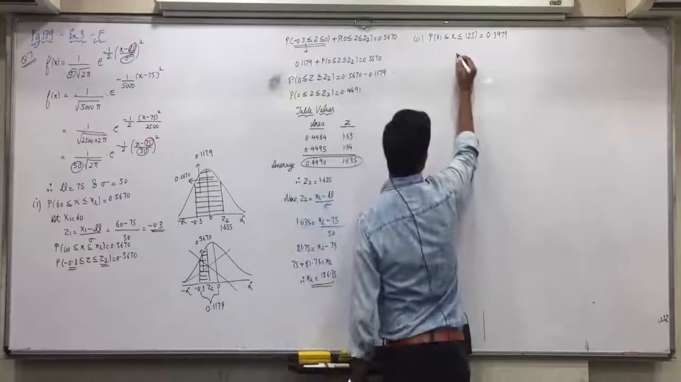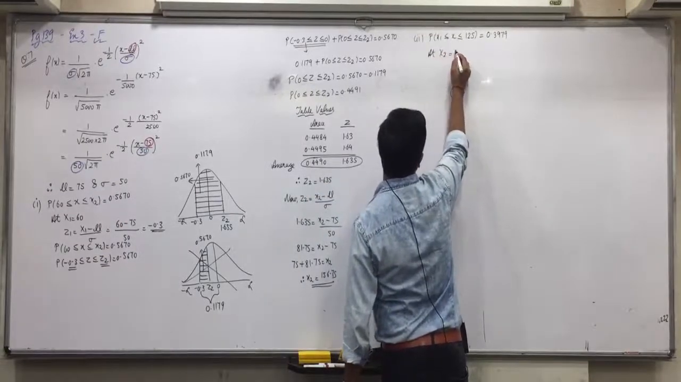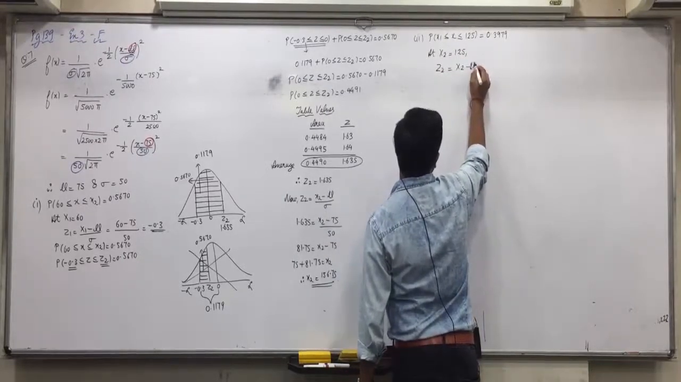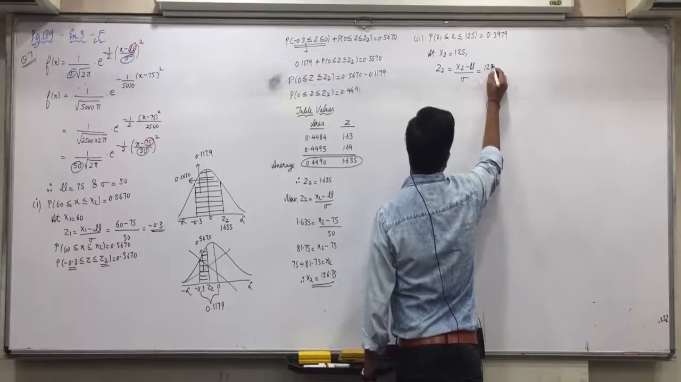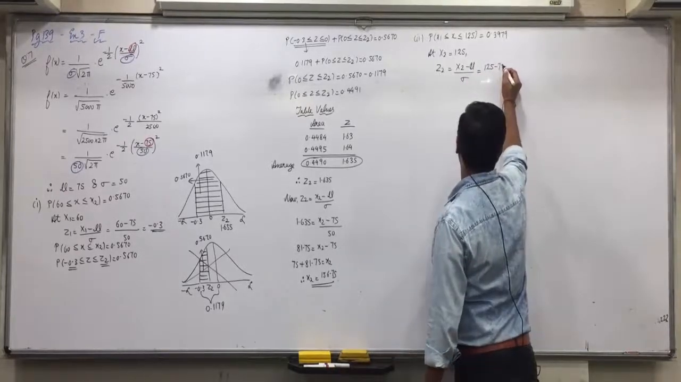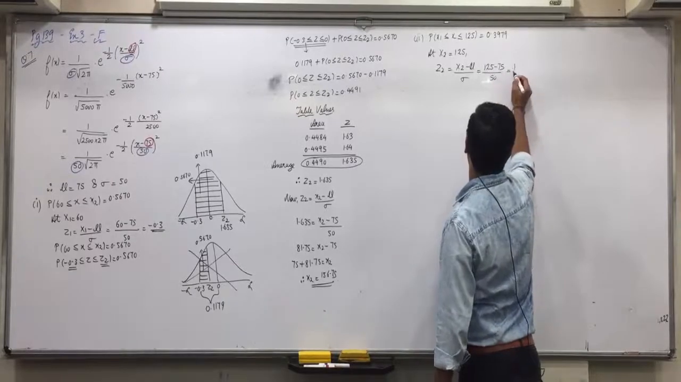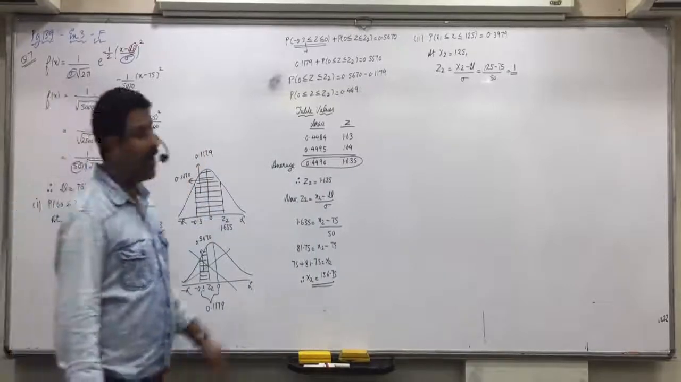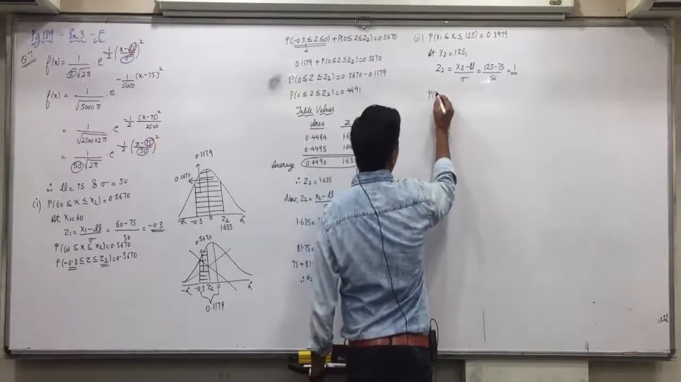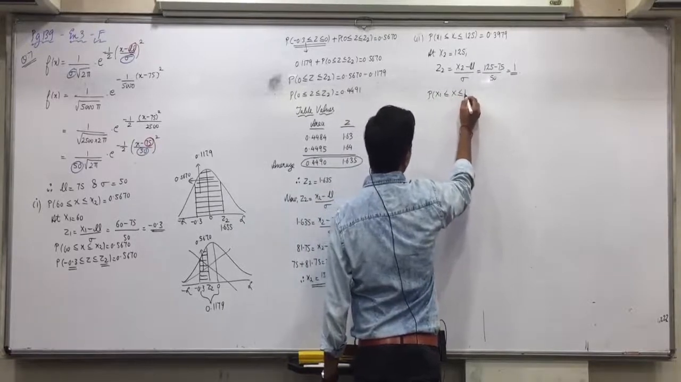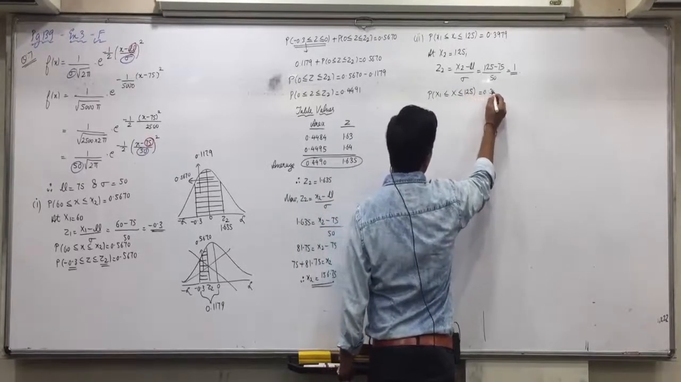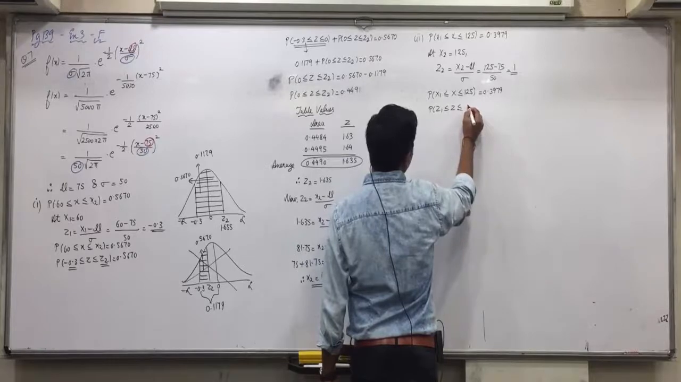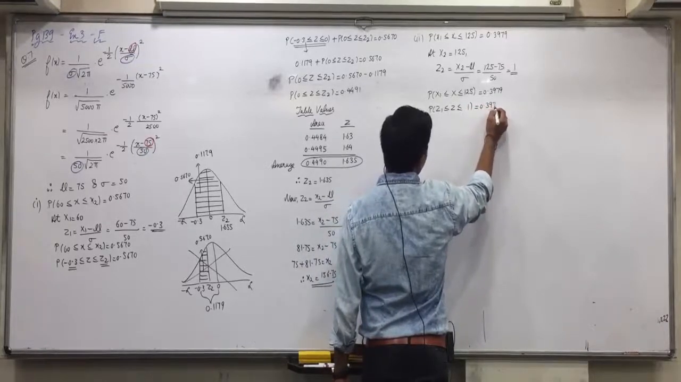First of all, at x2 equals 125, z2 equals (x2 minus mu) upon sigma, which is (125 minus 75) upon 50, that is 1. Now we will write that again. P of x1 less than or equal to x less than or equal to 125 is 0.3979. In terms of z, P of z1 less than or equal to z less than or equal to 1 is 0.3979.